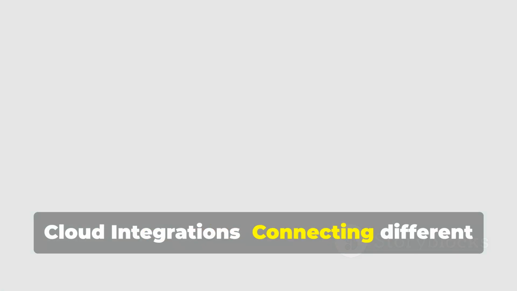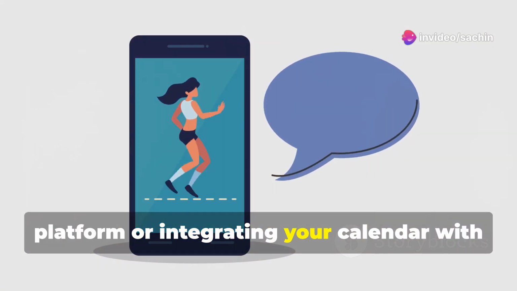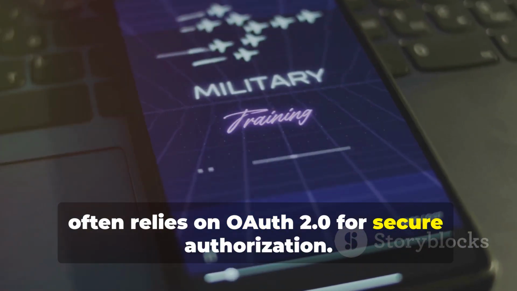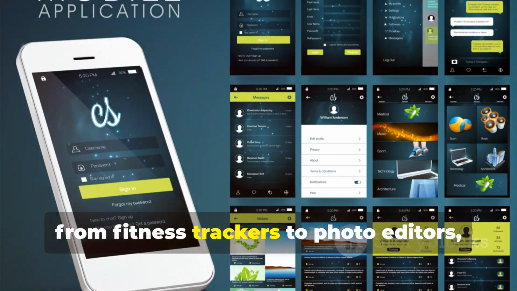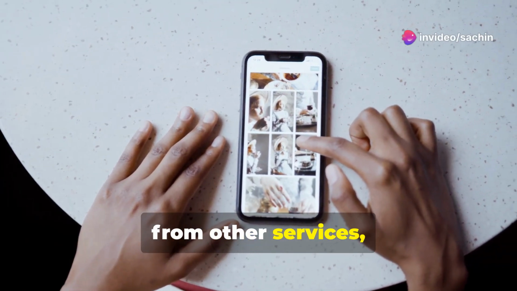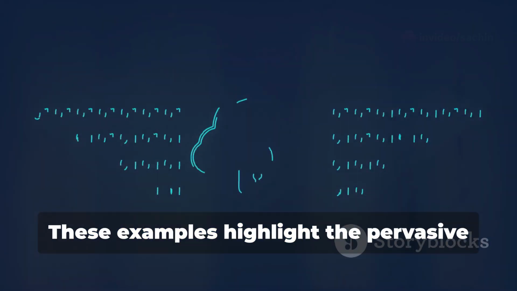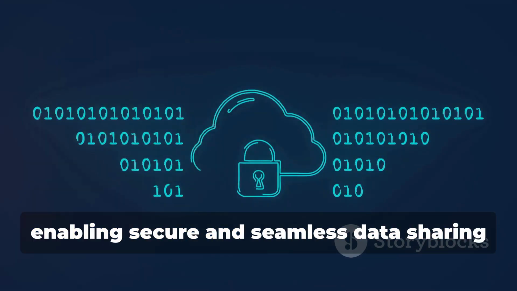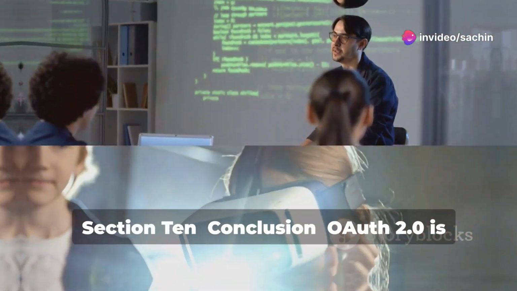Cloud integrations. Connecting different cloud services like syncing your email with a CRM platform or integrating your calendar with a project management tool often relies on OAuth 2.0 for secure authorization. Mobile applications. Countless mobile apps, from fitness trackers to photo editors, utilize OAuth 2.0 to access your data from other services, enhancing their functionality and user experience. These examples highlight the pervasive nature of OAuth 2.0, demonstrating its significance in enabling secure and seamless data sharing across various platforms and applications.